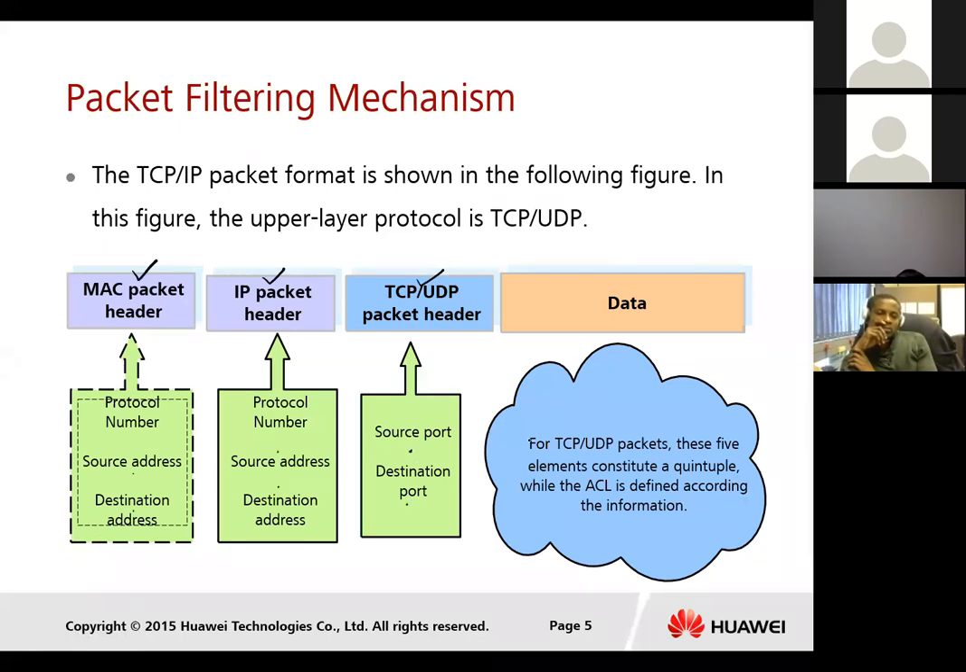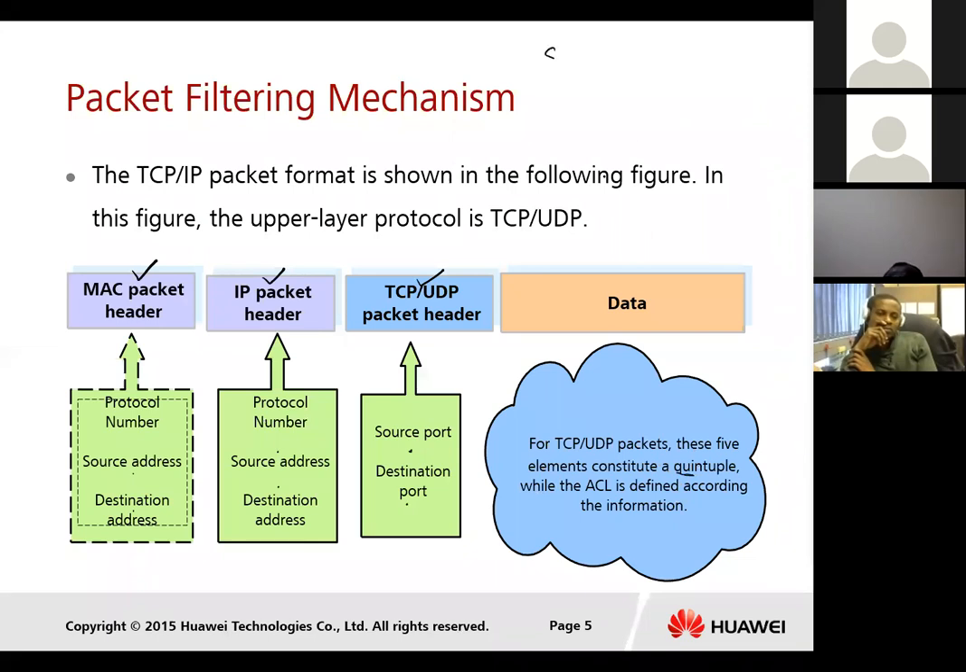And under the data, for the TCP/UDP packet, there are 5 elements that contribute, while the ACL is defined according to this information. So you can define up to 7 types of methods. Okay, so let me write it down on top over here.